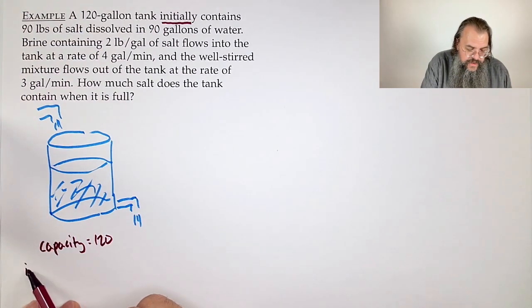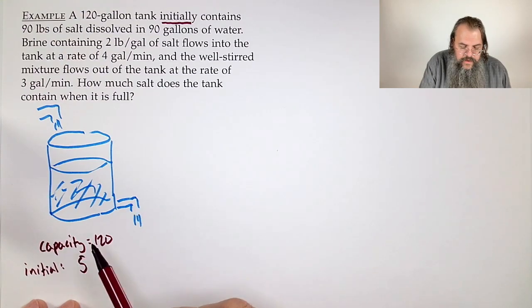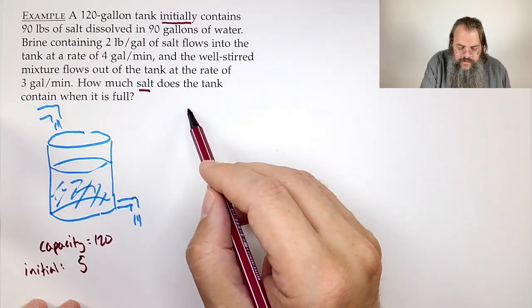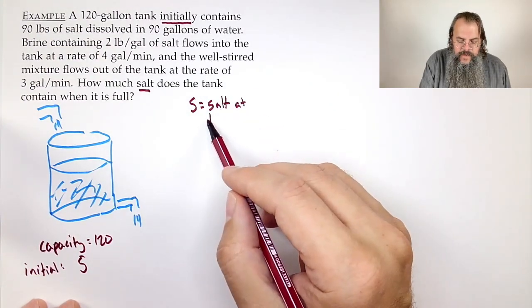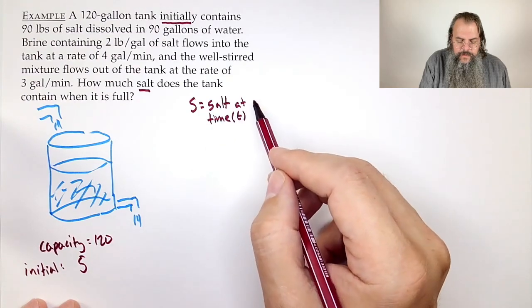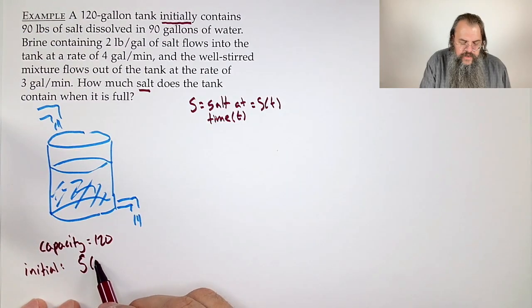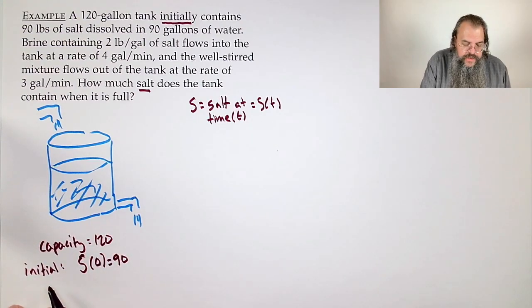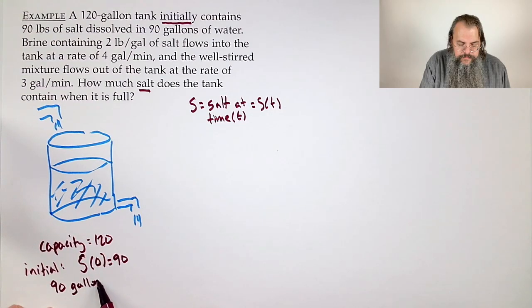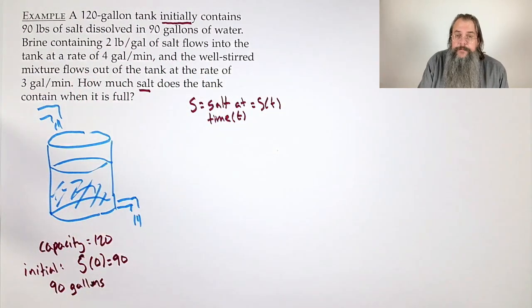So initially, we know the amount of salt, so notice we're after salt. We're going to introduce a variable here. We'll call S our salt at time t. In other words, we're thinking of S as a function of time. Initially, our salt at time 0 is 90. And we also say initially there's 90 gallons. So it's not full.